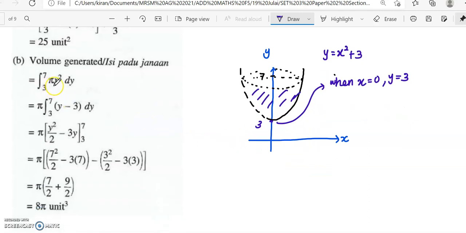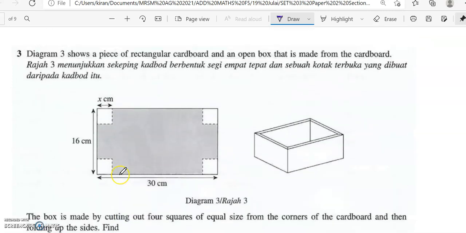Okay, so we integrate from 3 until 7, with respect to y-axis. Okay, so pi x square dy, x square awak dapatkan daripada sini. Okay, y equal to x square plus 3, so x square is equal to y minus 3. So you masukkan dalam formula ni. Okay, and then you integrate, letak pi dekat luar because pi is only a constant. Okay, and then you integrate, and then last part you get the volume generated is 8 pi unit cube. Okay, so we go to question number 3.